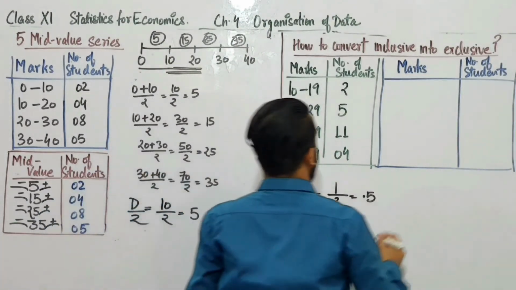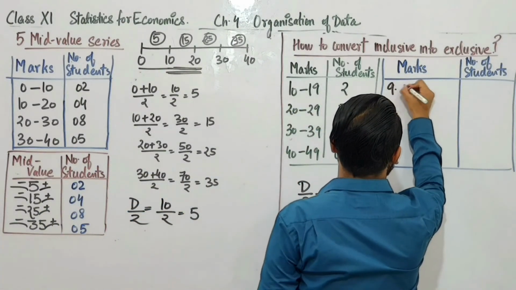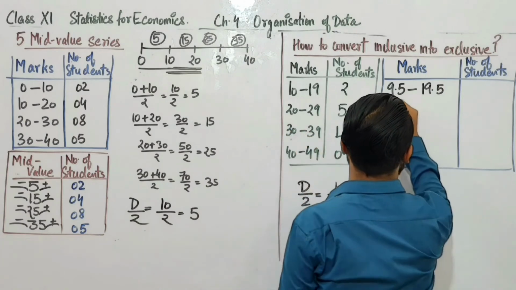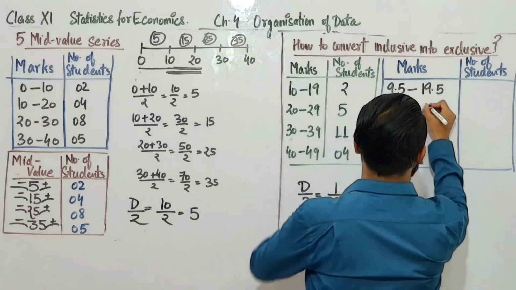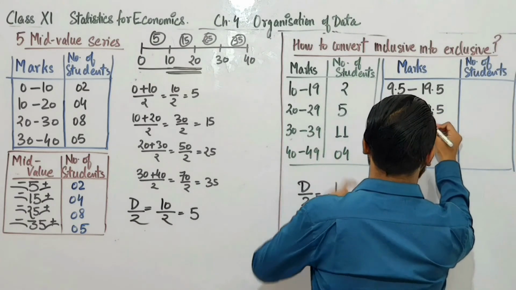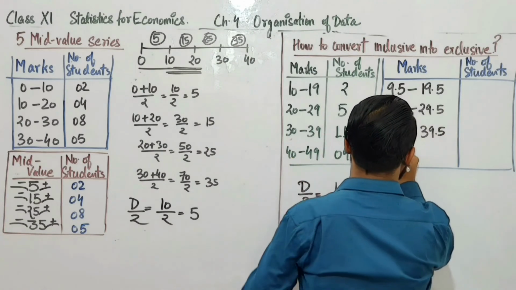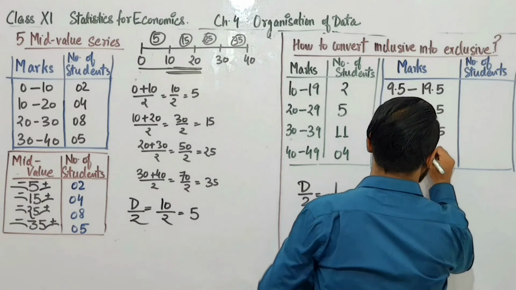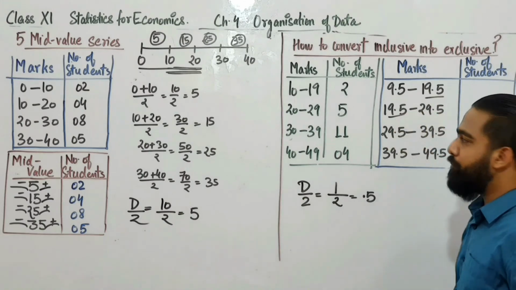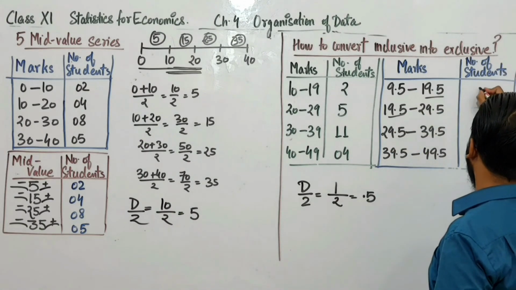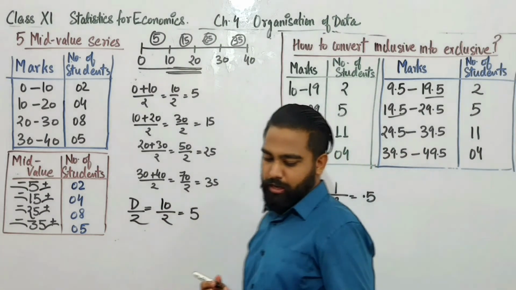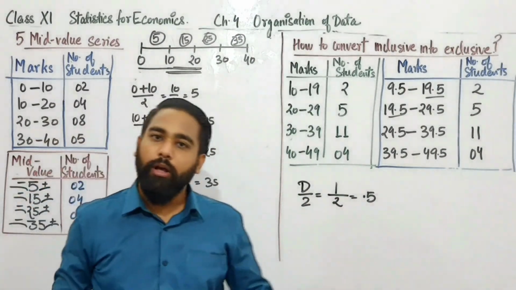Come on, let's do that. Subtract, it will be 9.5. Add, it will be 19.5. Subtract 19.5. Add 29.5. Again subtract 29.5. Add 39.5. Subtract 39.5. Add 49.5. So now they are overlapping. See, 19.5, 19.5, 29.5, 29.5, and the frequencies will be same: 2, 5, 11 and 4. Now that's how you're gonna convert the inclusive series into exclusive series.